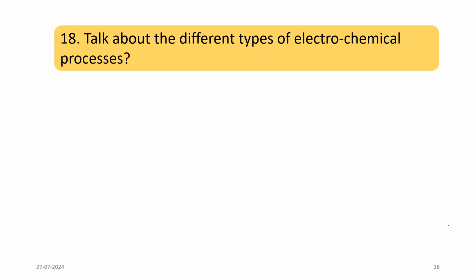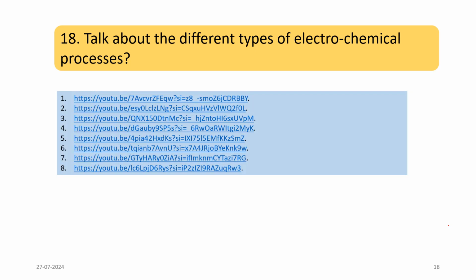Next, let's talk about the different types of electrochemical processes. I'm going to show you some videos. You may know this, but still. The different types of electrochemical processes are electrostatic separation, magnetic separation, electrodialysis, electroosmosis, pervaporation, ion exchange, electrophoresis, and gas permeation. I will show each of these processes through videos.